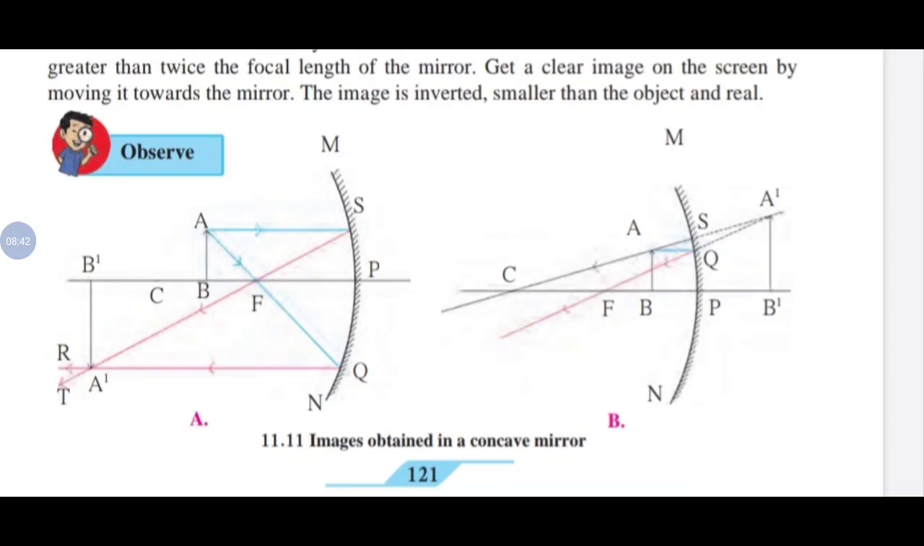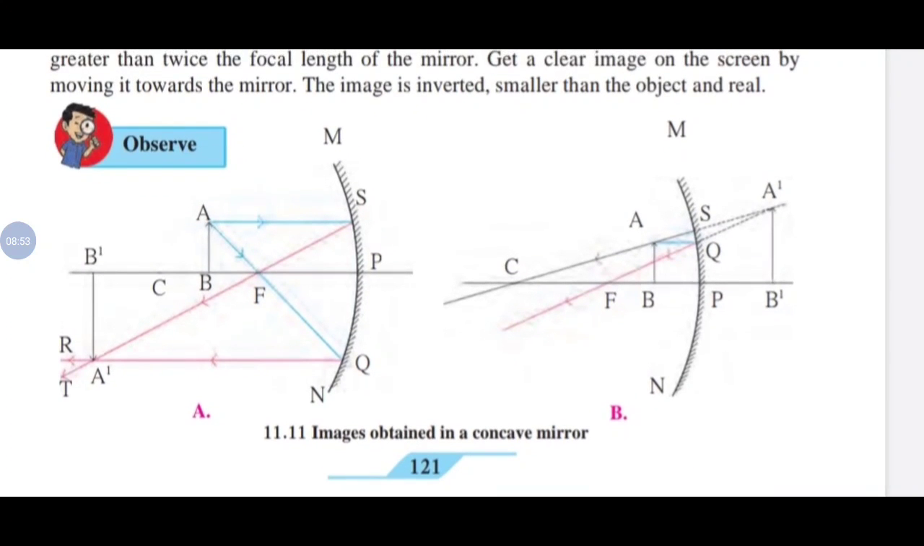Clear? But both the reflected rays diverge from each other. If we extend them in the forward direction, they never intersect each other. That's why we extend these two reflected rays in the opposite direction, that is behind the mirror, by dotted lines. They appear to meet. They look like they meet behind the mirror at point A dash, B dash, and that's why this image is formed behind the mirror.